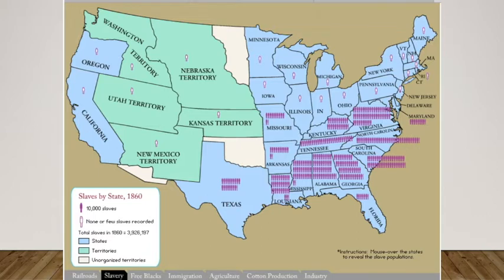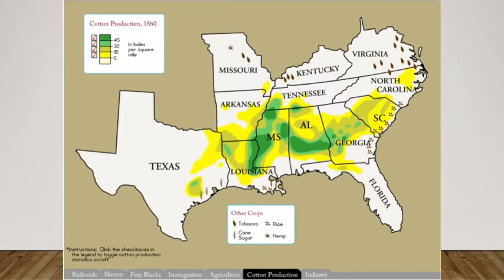Here's a map of slavery. By 1860, you can see slavery basically has disappeared from the northern territories, but is bigger than ever in the South. So growing in the South, but basically disappearing in the North. A map of cotton production in the South, along with some other crops. And you can see that cotton was the main kind of economic staple in the South.